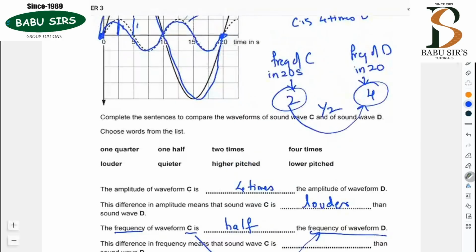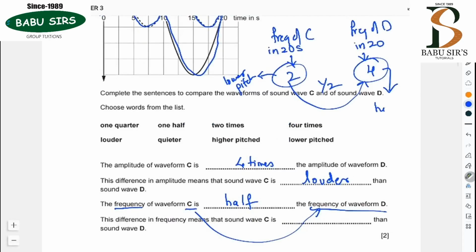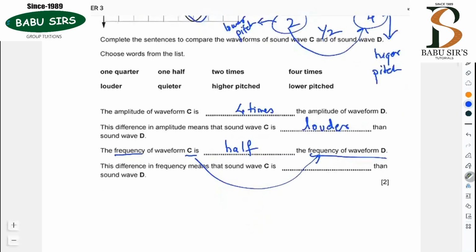And what does the frequency show? If the frequency is less, it will show lower pitch. If the frequency is high, it will show higher pitch. Now we'll check what is asked. The frequency of C is, so you can check C is lower. So I'll write here lower pitch.